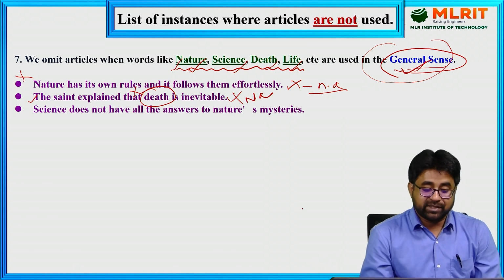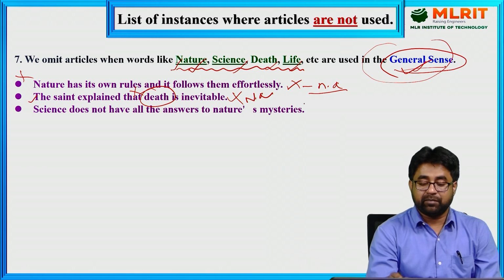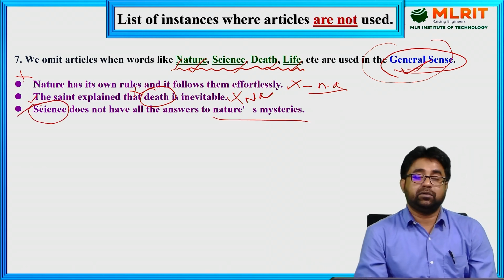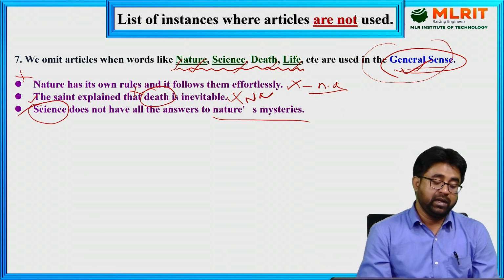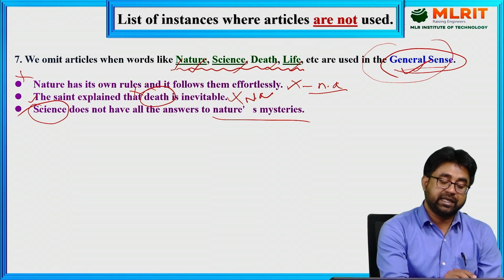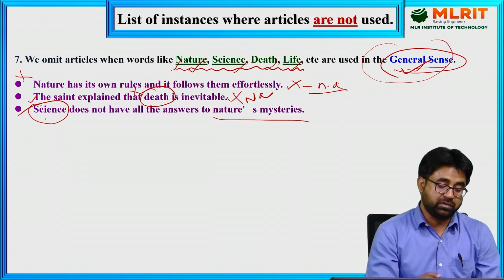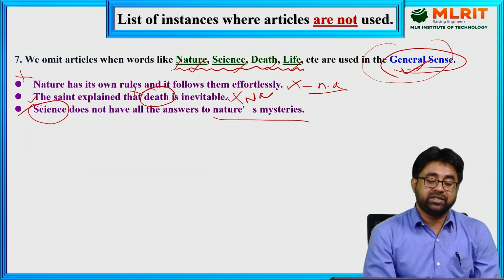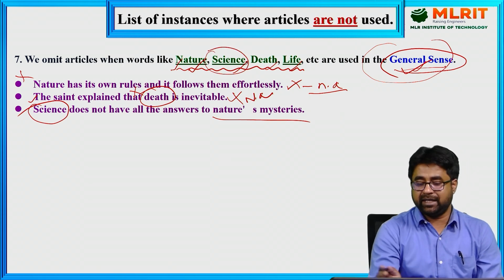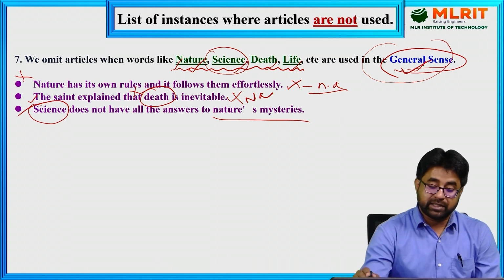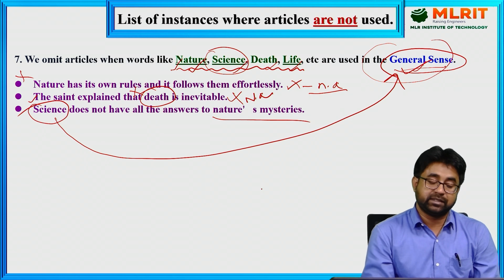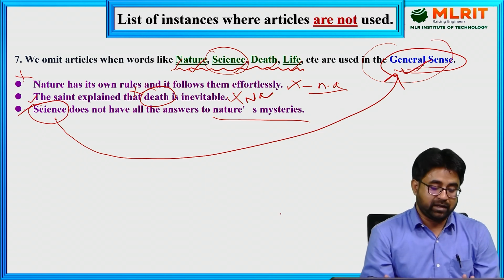Now, science doesn't have all the answers to nature's mysteries. You can see here, nature's mysteries, science doesn't have. So I am using the word science at the beginning of the sentence itself. And just like the previous two sentences, I am not using any article in this sentence either, right? I'm directly saying science doesn't have, because the rule says that we omit articles before words like science, nature, death, life, etc. when they are used in a general sense. So in this sentence also, science is being used in a general sense, and that's why I am not using any article.